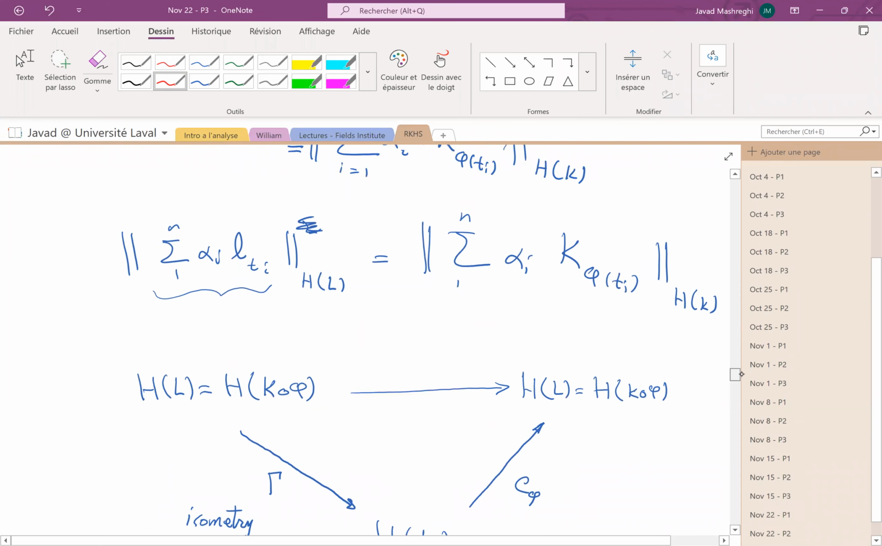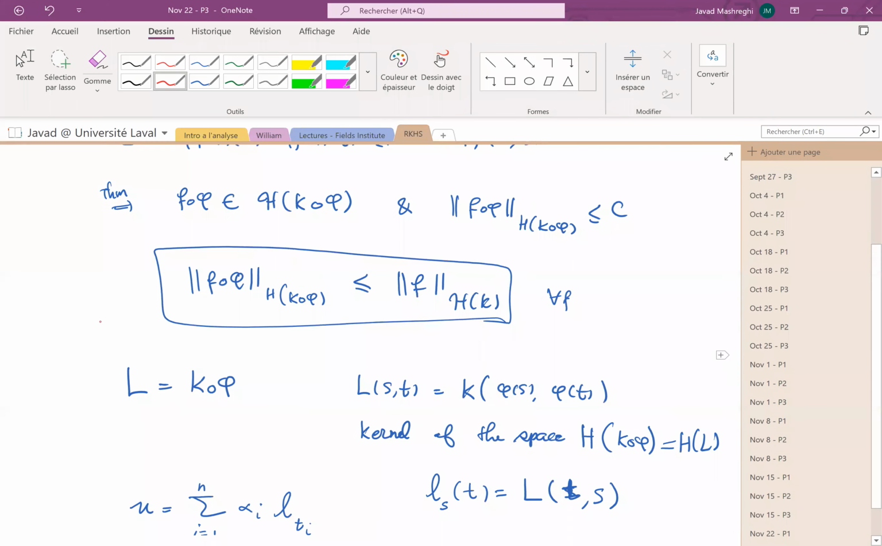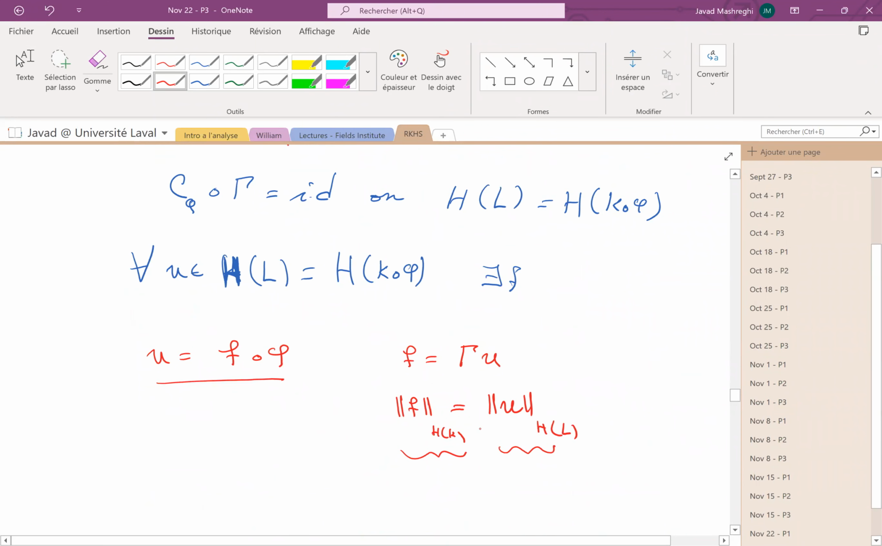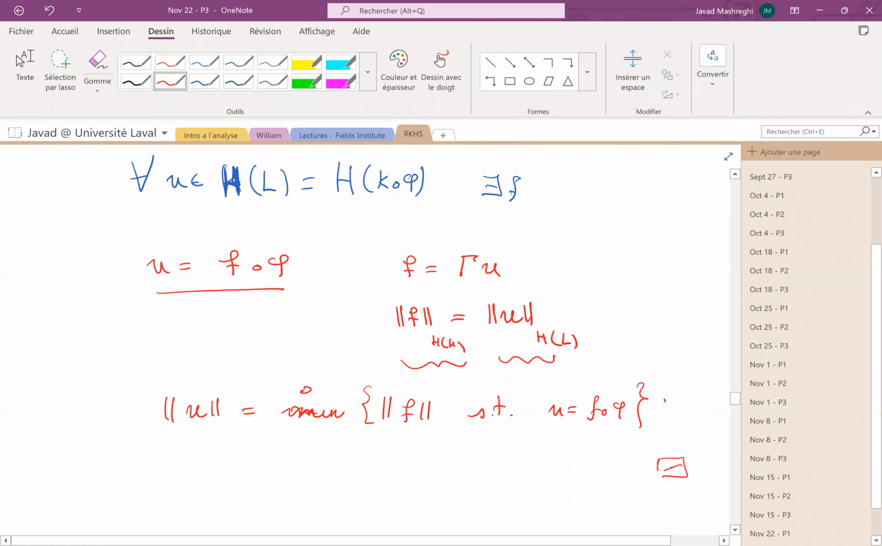Go back here. All the time, the norm of U is less than or equal to the norm of F, but there is one specific representation for which the identity holds. And that is why I can write the norm of U is equal to the minimum over all possible representations, all F such that U is equal to F composed with phi. That's the end of the story.